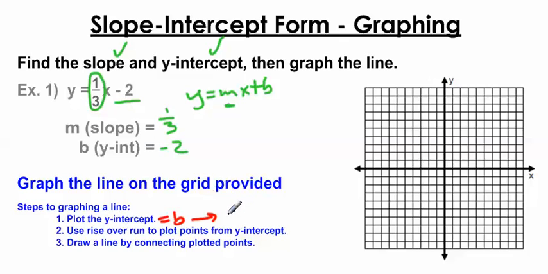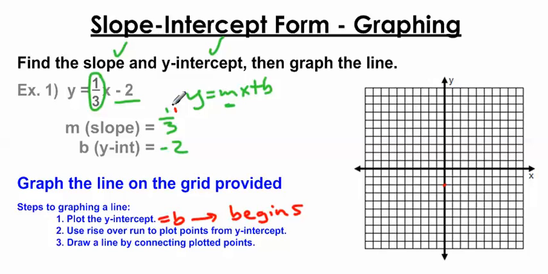And so if you have a hard time remembering to start with the b, think of the word begins or beginning, something like that. And so you always want to start plotting the line using the slope-intercept equation by beginning at the y-intercept. And this is crossing at -2 on the y-axis. And then step 2 says use rise over run to plot the points from the y-intercept.